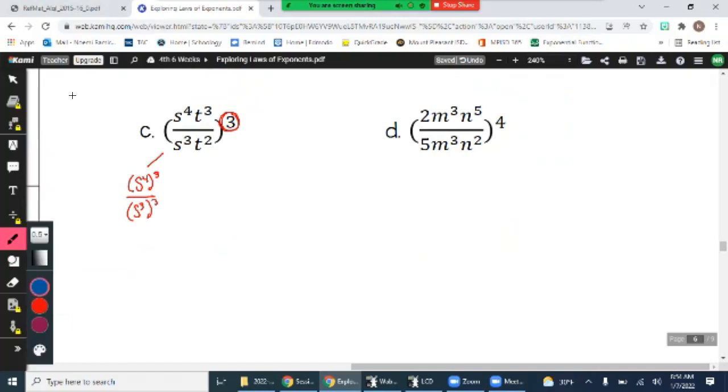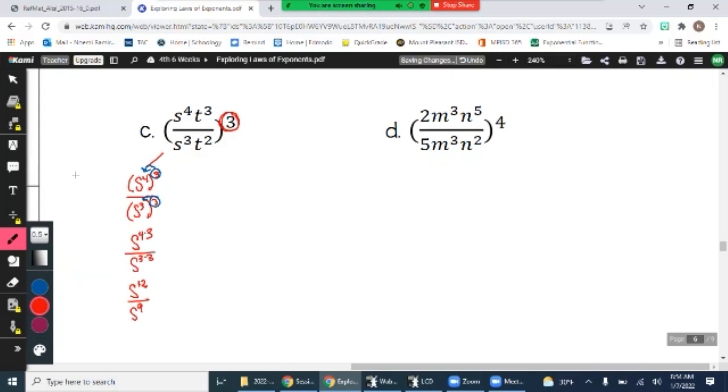Anytime you have one base with two exponents, make sure you multiply. One base, two exponents, multiply those exponents. So the top, we have s to the power of 4 times 3. Bottom, s to the power of 3 times 3. 4 times 3 is 12. And 3 times 3 is 9.